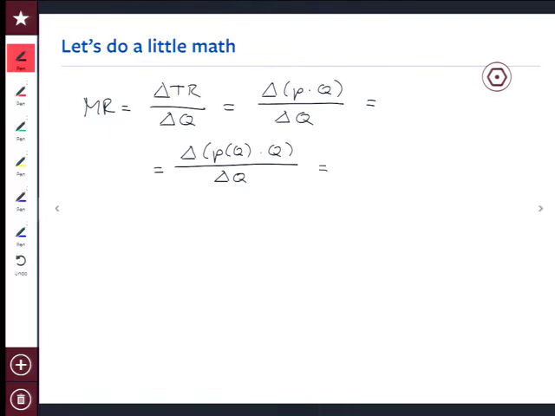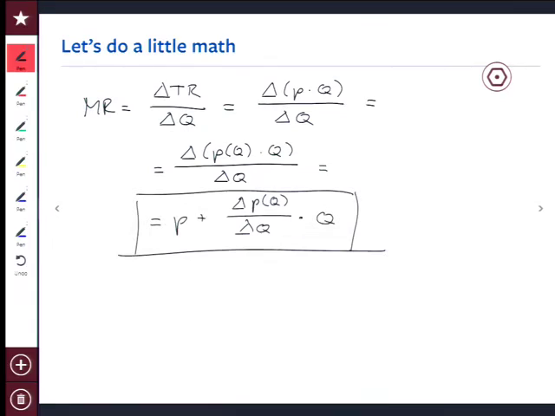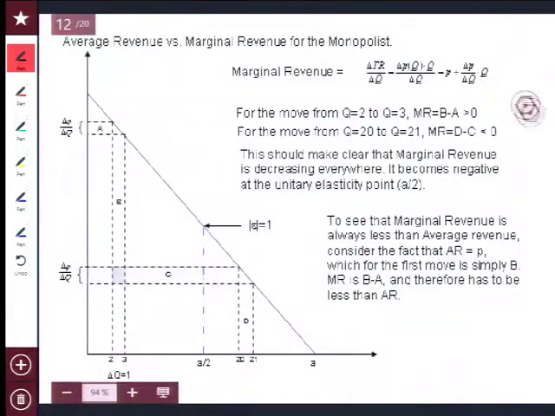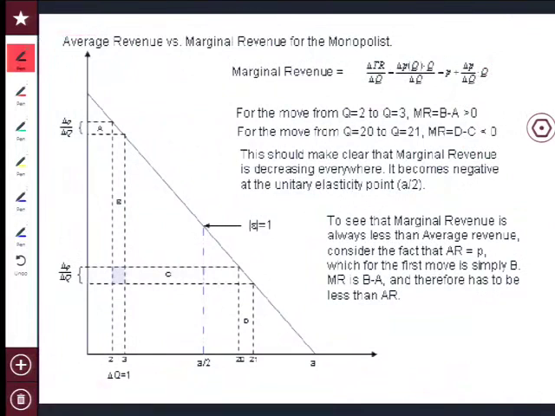So I always like to take the easy one first. Let me just tell you what the answer is. P plus change in P over change in Q times Q. Okay, this is the answer, if you did some sort of calculus. What does this mean? What this means is pretty simple. And there's a minus there somewhere. Whatever, doesn't really matter. The point here is, marginal revenue is just the change in total revenue due to the change in quantity, and that can be given as P plus change in P over change in Q times Q.